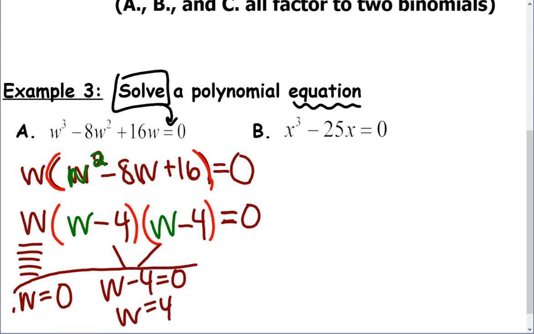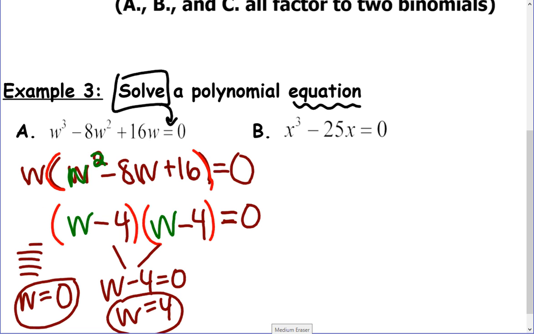Oops. So my solutions are W equals 0 and W equals 4. Now, we talked about in the lesson yesterday, we said we had some GCFs that were just numbers, right? Do I ever need to take the 2 and set it equal to 0? No, because 2 doesn't equal 0. That's a false statement. If it's just a number, you don't need to set it equal to 0. But if you have a variable, like the W, then we need to set the W equal to 0.